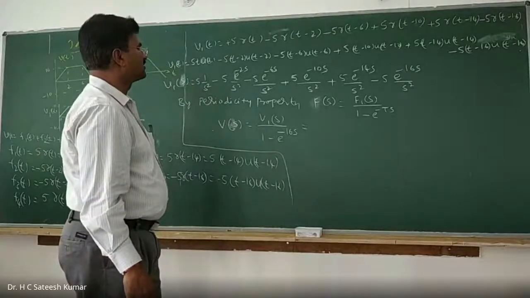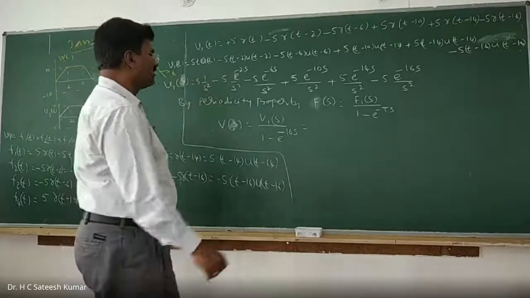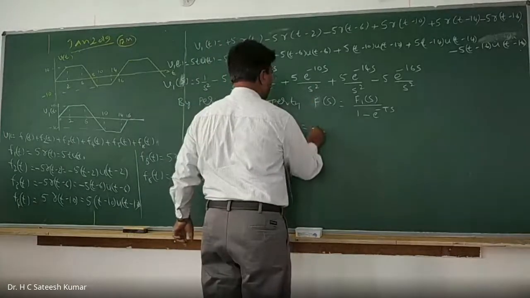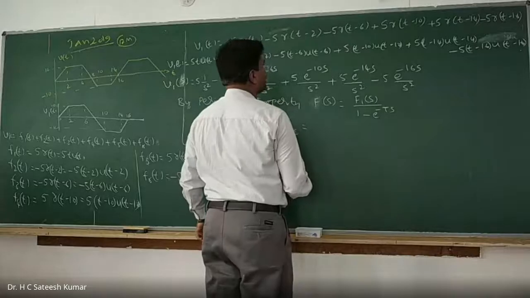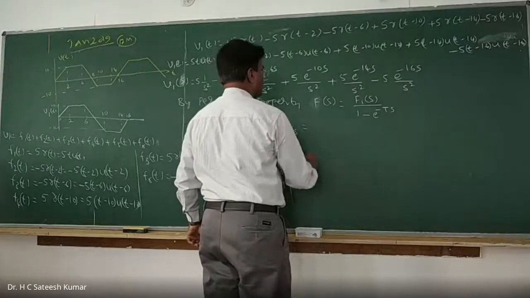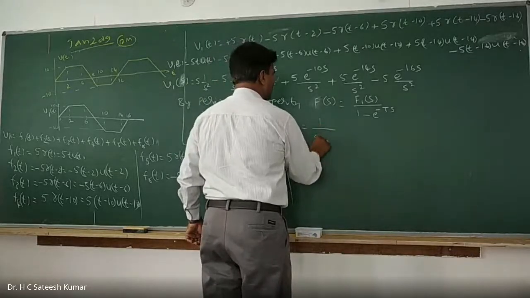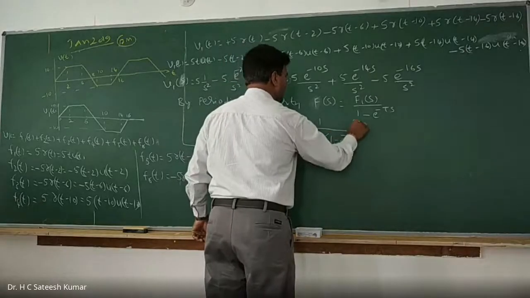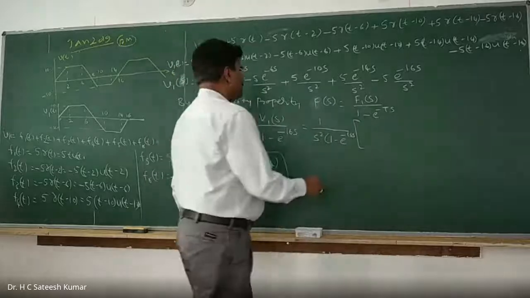So you write v1 of s as it is, divided by this. That means 1 by s square I take common. Therefore, I can write it as 1 divided by s square, with 1 minus e to the power of minus 16s, and the rest you write as 5.